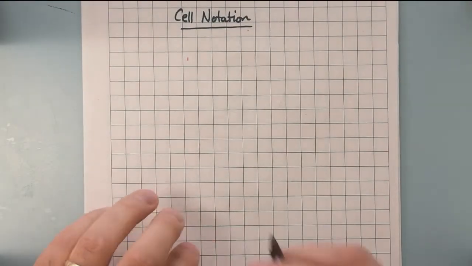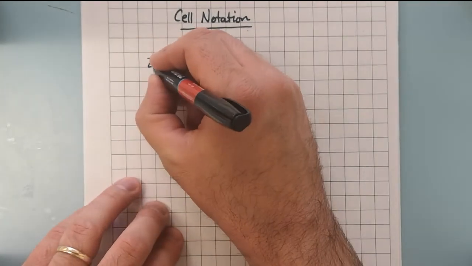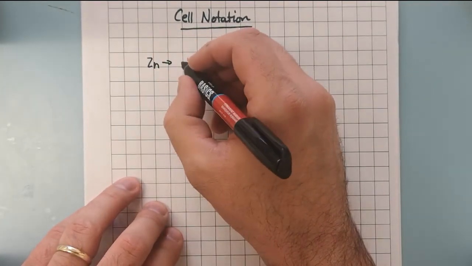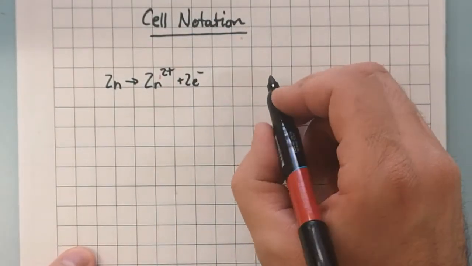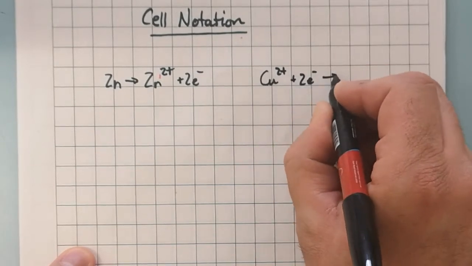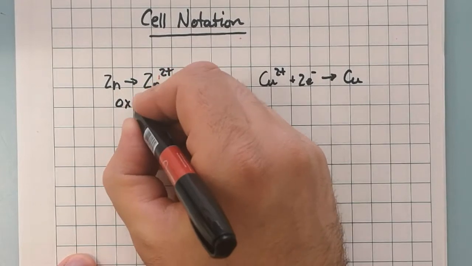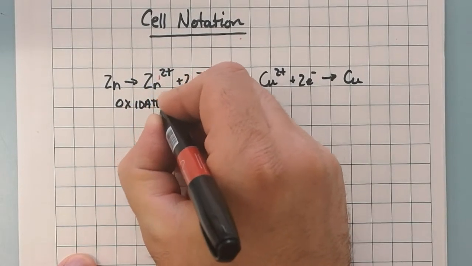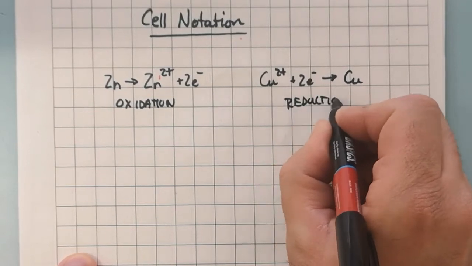All right, recall in our previous reaction, we had two half reactions occurring. We had a zinc metal atom being oxidized into zinc ions in solution, and we had copper 2+ ions being reduced into copper metal atoms. This was our oxidation half reaction, and this was our reduction half reaction.